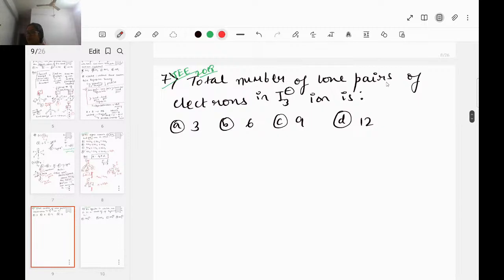The total number of lone pairs of electrons in I3 minus ion is what? So I have just explained VSEPR theory to you. I3 minus looks like what? What is the central atom? I know you can get confused because it came in JEE 2018. So you can get confused.